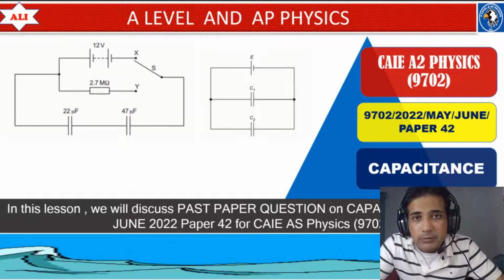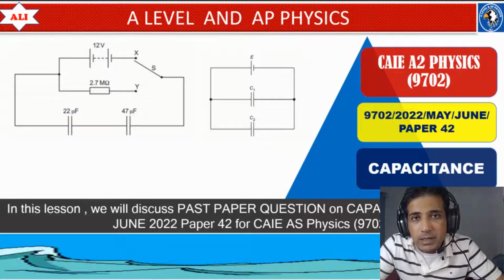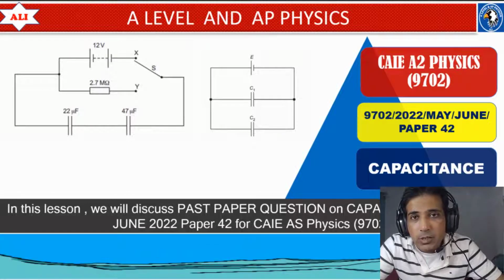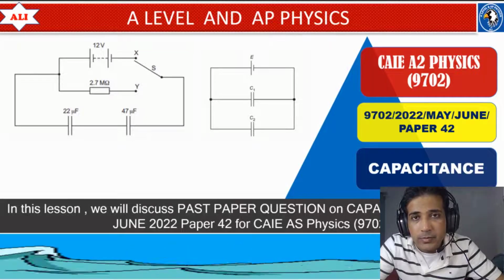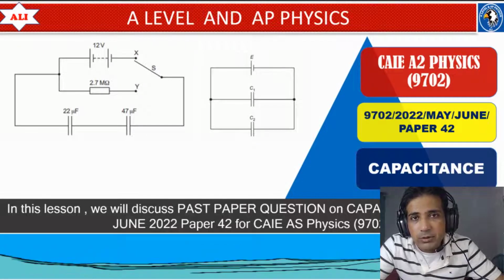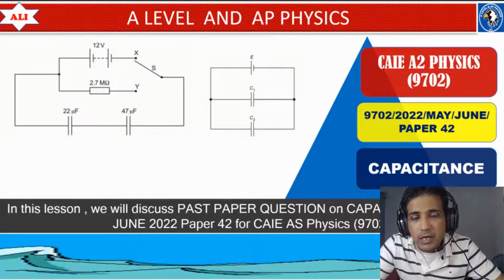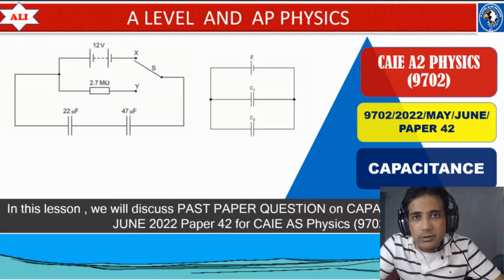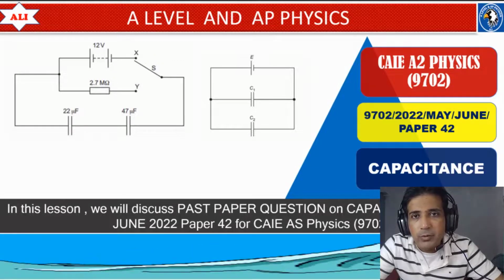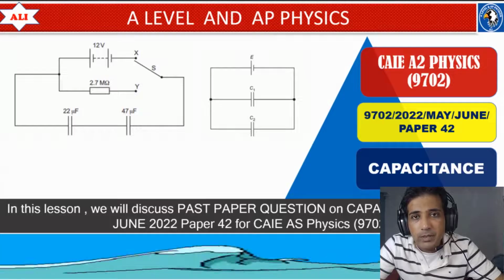In today's lesson, we will discuss one very nice question on capacitance from May June 2022, paper 4, variant 2. In this lesson, we will talk about how to calculate combined capacitance of capacitors connected in series and also how to calculate combined capacitance of capacitors connected in parallel. We will also discuss how to calculate energy stored in a capacitor, and also how to calculate discharging time for a capacitor. These concepts are very important to understand this topic, and we will discuss all these concepts by solving past paper questions.